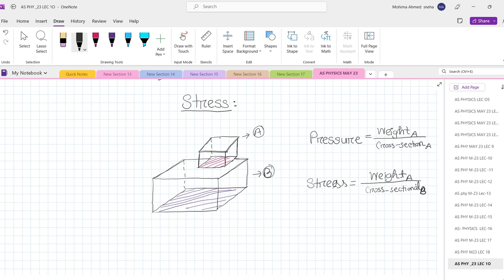In some questions, there could be multiple objects connected, and they would ask you to calculate stress. At that time you might get confused about whose area you're supposed to take. You're always supposed to take the area of the object on which the stress is acting. So any problem with stress?